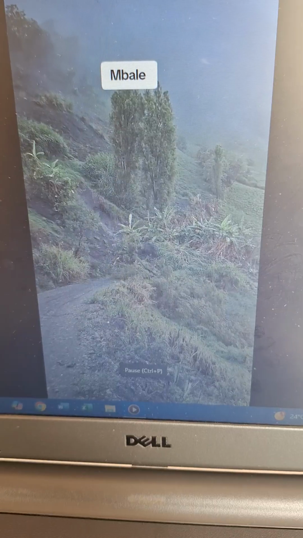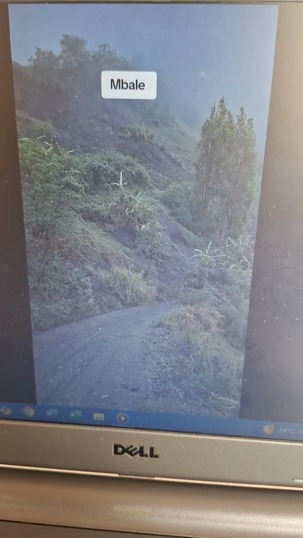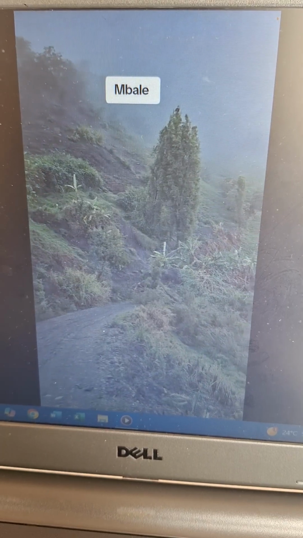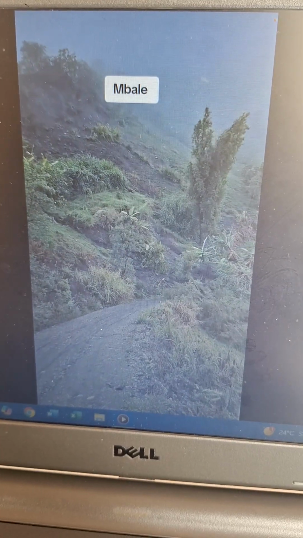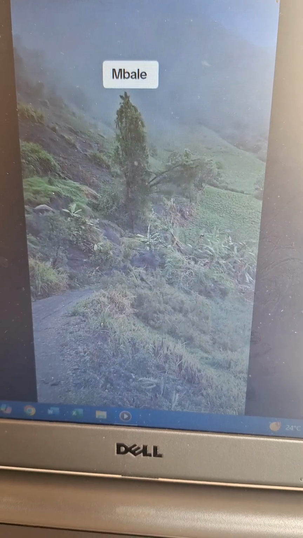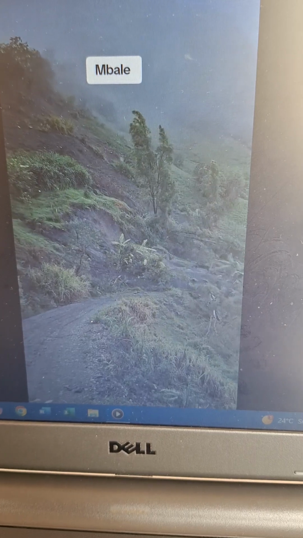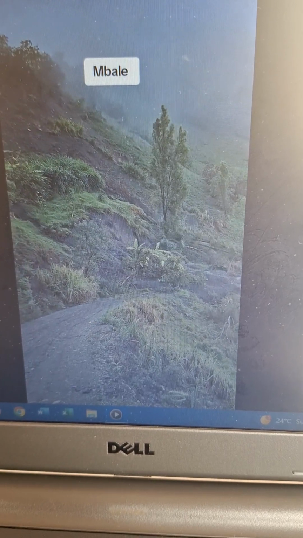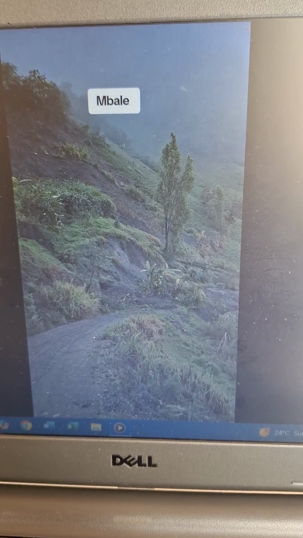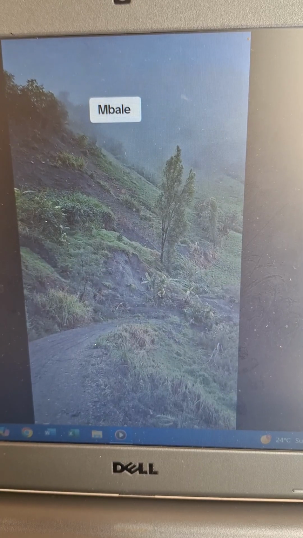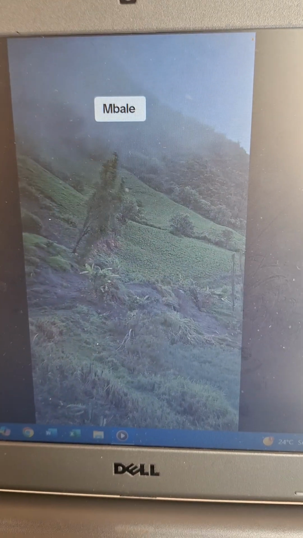You can see that was captured in Mbale due to the heavy rains. The soil started moving downwards, destroying the crops, the forests, the infrastructure. Basically, the road was also covered. Had any human being been around, he would also have been swept. Livestock could have also been swept if it was around in that zone.